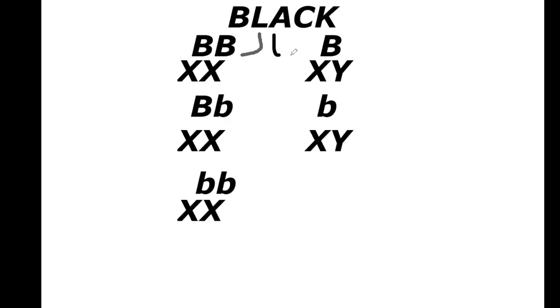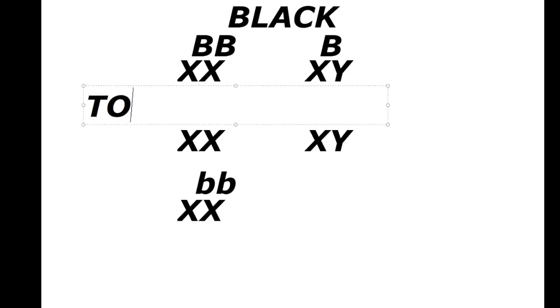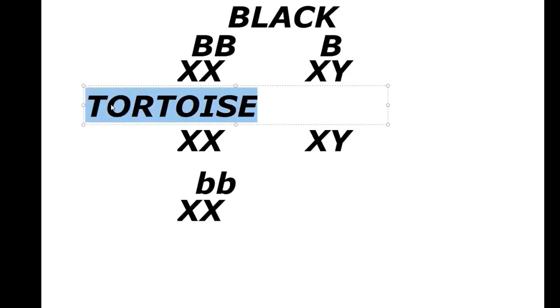Oh, what did it evaporate? I don't know what I just did. All right. Well, those two are black. So we're going to go back to this. This one over here is called tortoise color. All right. This is so big. How can I change the font? Oh, never mind. All right.